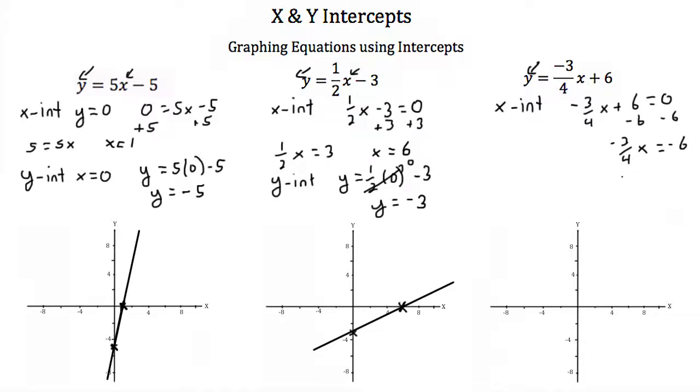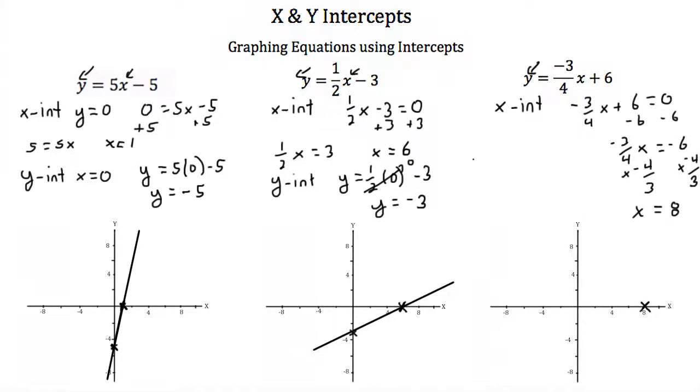So multiply both sides by negative 4/3. And we get x is equal to 8. So our x-intercept occurs where x is equal to 8.